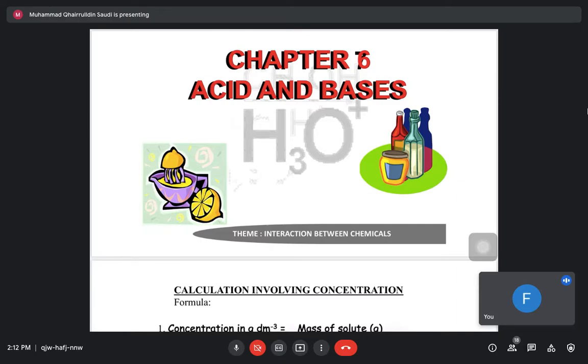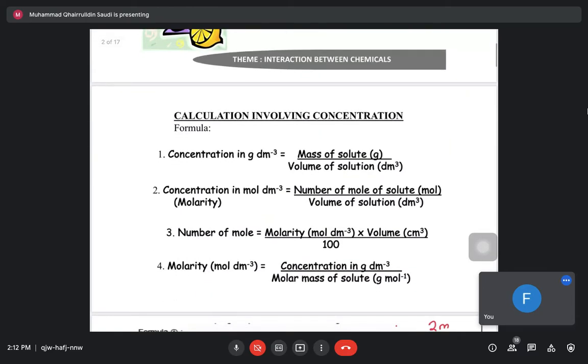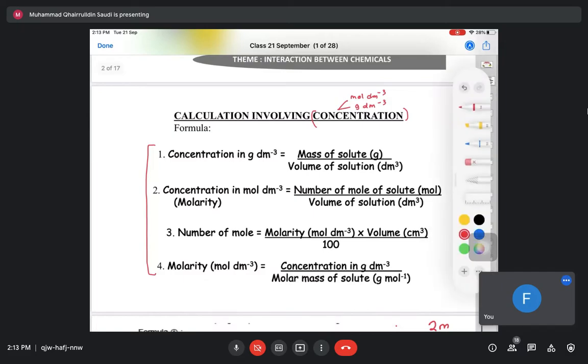Our discussion for today will basically involve these four formulas, because only these four formulas are involved in solving problems for concentration. Quick recap: we have two units of concentration, mole per dm cube, and concentration with unit gram per dm cube. These four formulas will be continuously used throughout our discussion today.